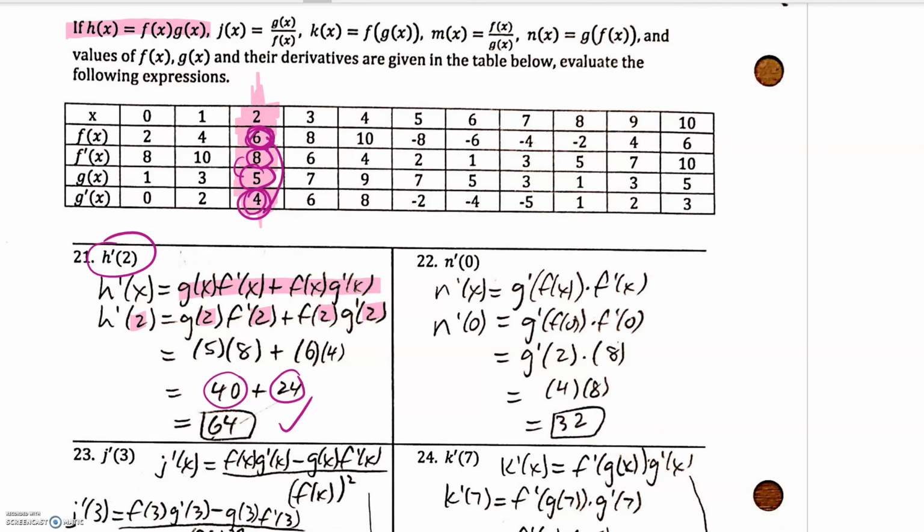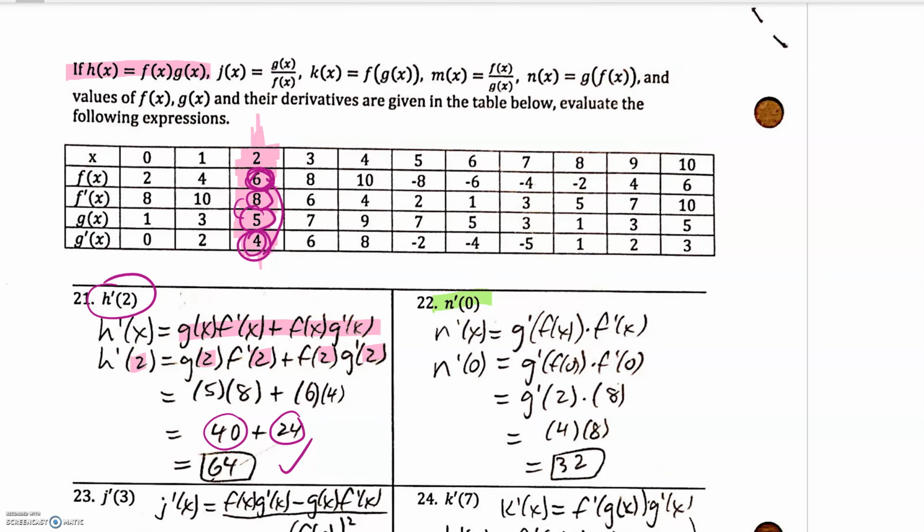Next up, we'll go to 22. 22 is n prime of 0, which, if we look up at the top, n is a chain rule. That's not a product, that's a chain rule. We got f is inside, g is outside. So we're going to go take the derivative of the outside.